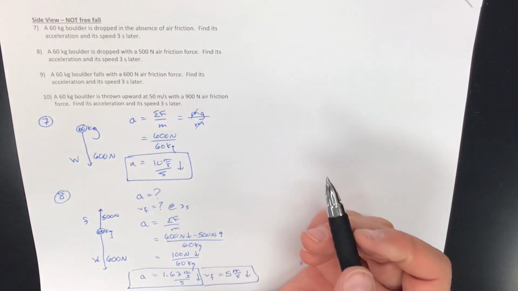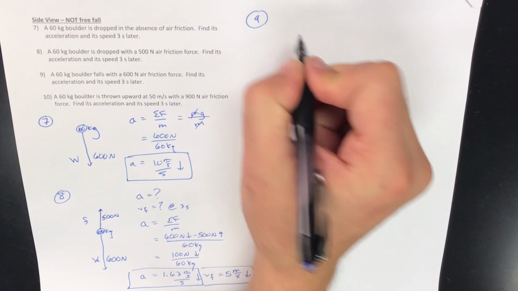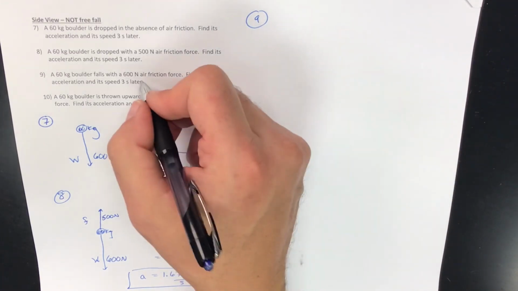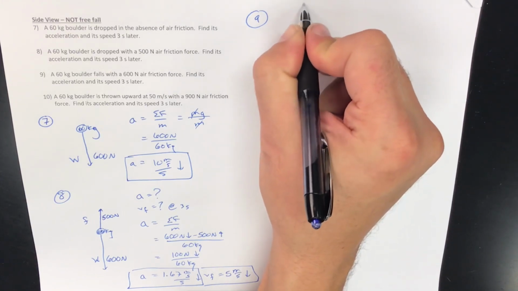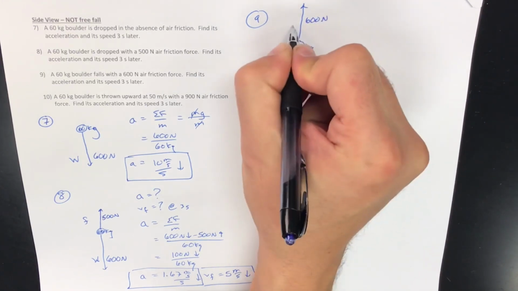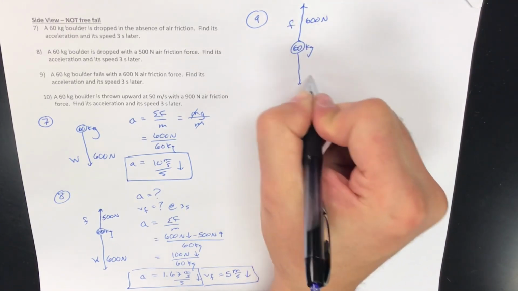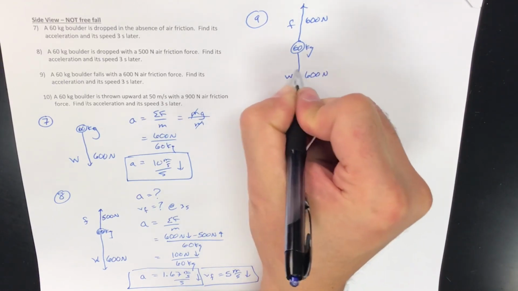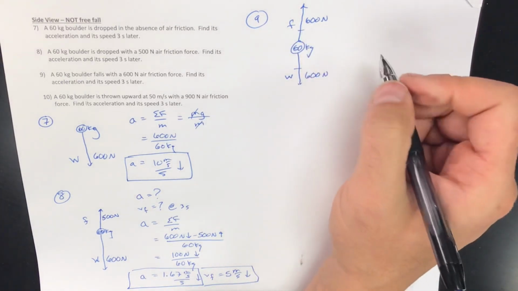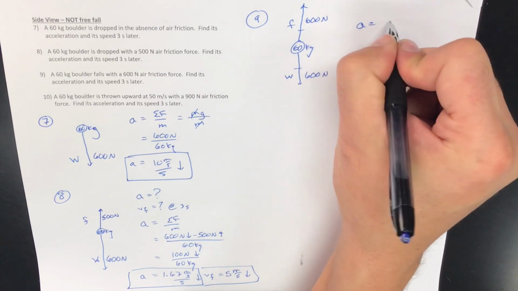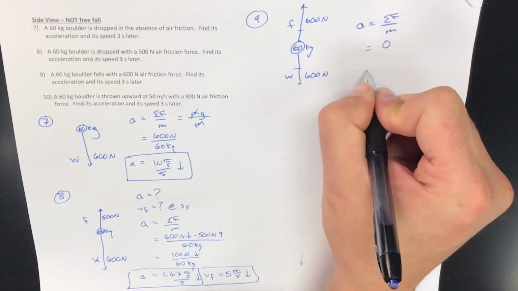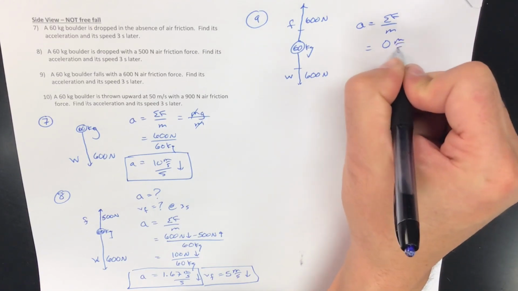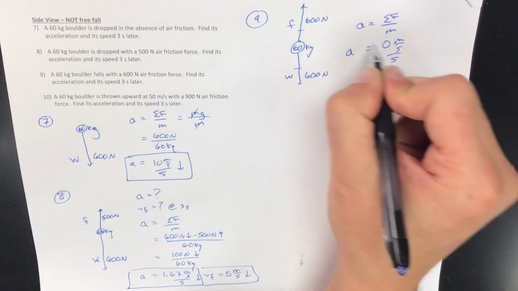Acceleration and speed 3 seconds later, same thing. These are all exactly the same problem. 60 kilograms, 600 newtons air friction, 600 newtons weight. So for this thing, the acceleration would be net force divided by the mass, 0. The acceleration is 0 meters per second every second, or just 0.